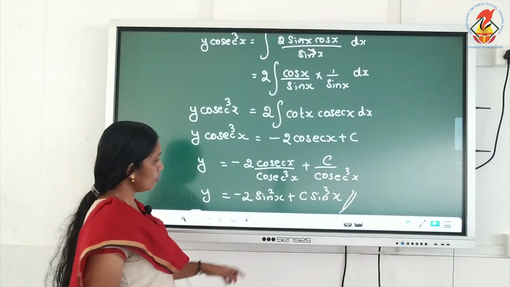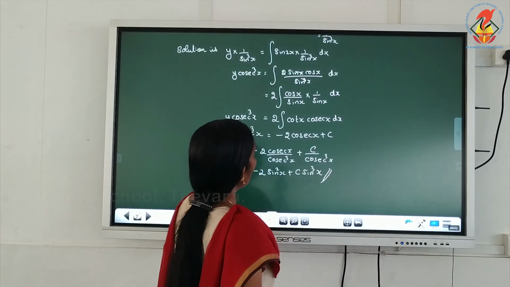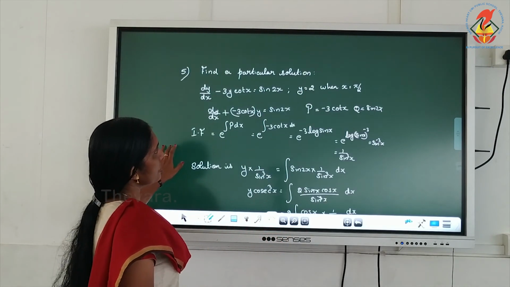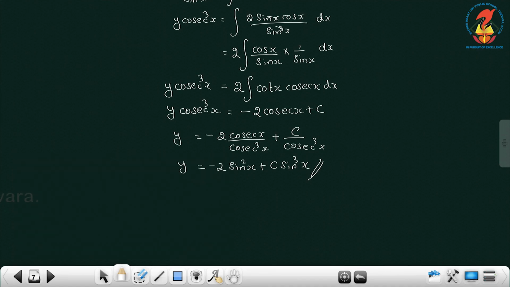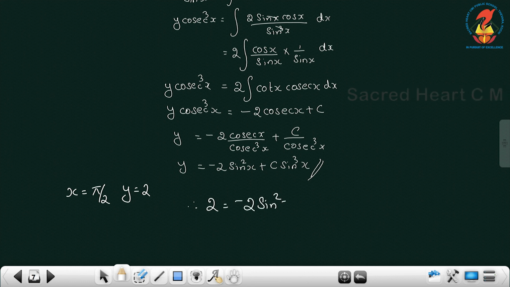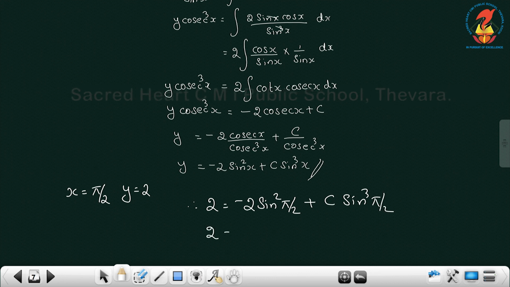Now this is the general solution. Now the question is, what is the particular solution? The condition is x is pi by 2, y is 2. Apply that. x is pi by 2 and y is 2. Therefore 2 is equal to minus 2 sin square pi by 2. Sin 90 is 1, so that is minus 2, plus c sin cube pi by 2, that is 1. So 2 is equal to minus 2 plus c. So what is c? c is 4.